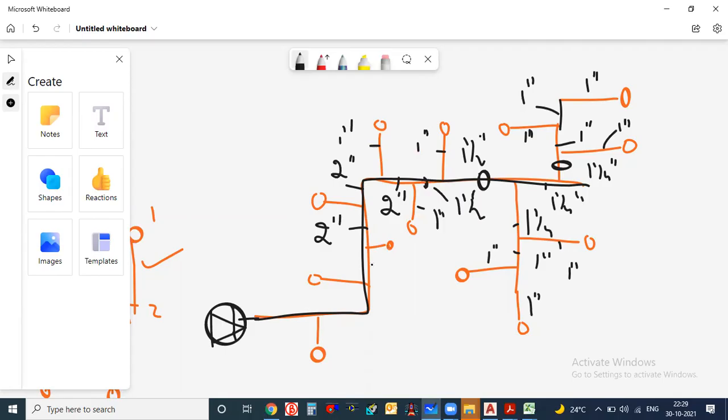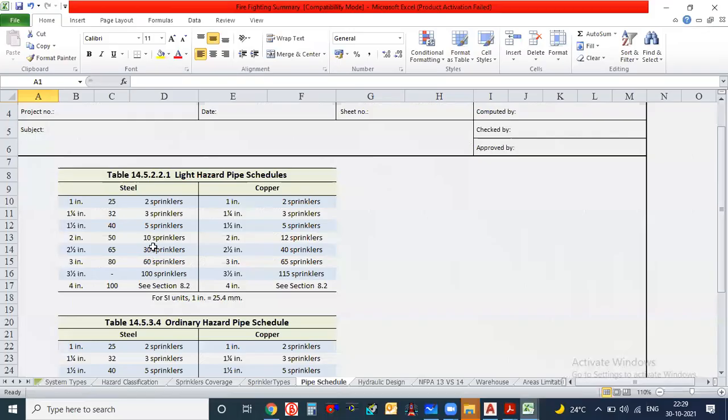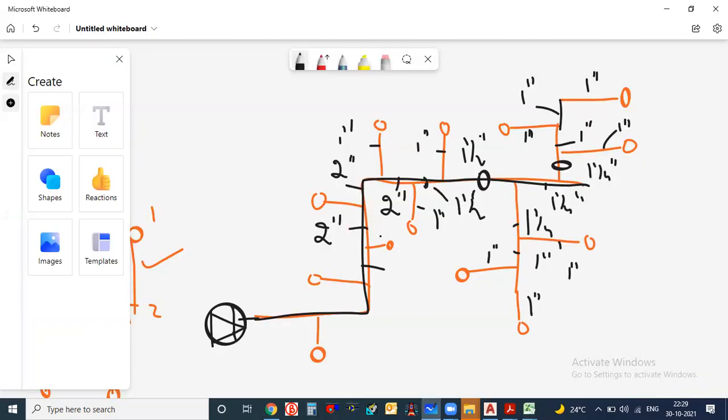But here the 11th sprinkler is adding. For the 11th sprinkler also I can take 2 inches, because up to 30 sprinklers I can go with 2.5 inches. So I can keep this also 2 inches. This also I can keep 2 inches. For the safer side, this side I will take 2.5 inches, maybe in future if any additional sprinklers are added. So like that we have to go for the pipe sizing.